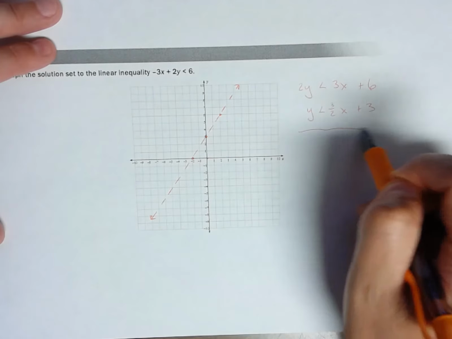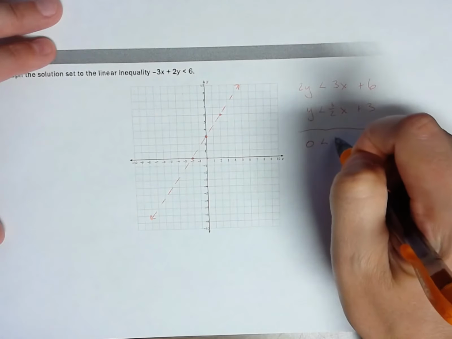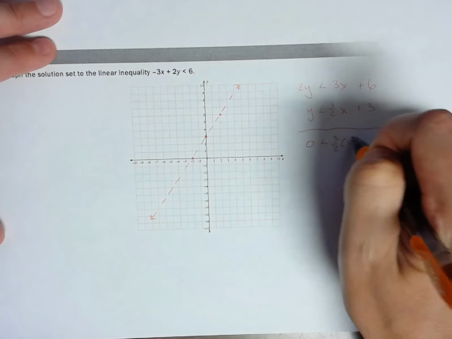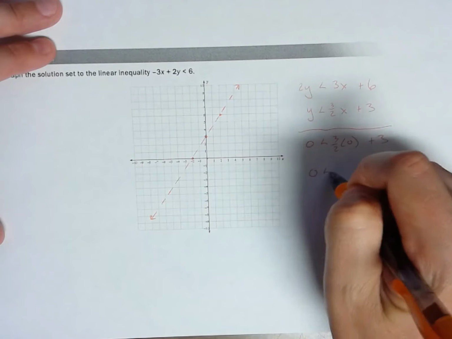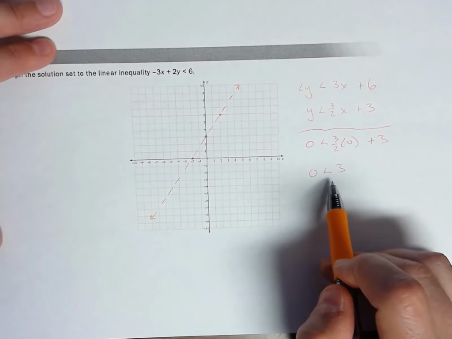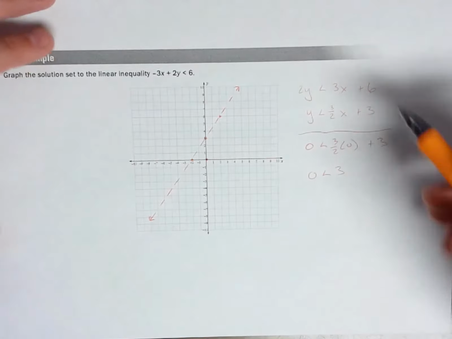So if I plug 0 in here, I would get 0 is less than 3/2 times 0 plus 3. Of course, this goes away. So 0 is less than 3. Well, that's a true statement. So that tells me that 0, 0 works.